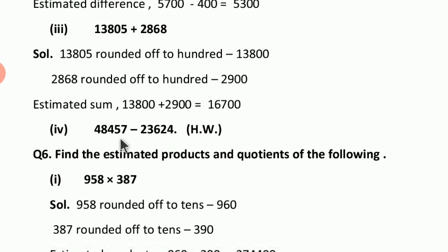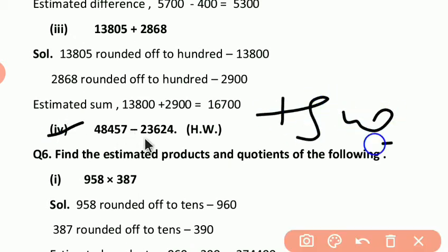Then the fourth one, 48,457 minus 23,624. This one also you have to round off to the nearest 100. After rounding off, you have to find the estimated difference. That will be the final answer, and it's your homework.